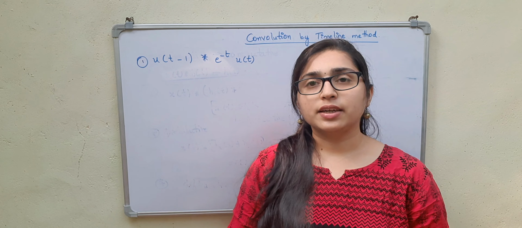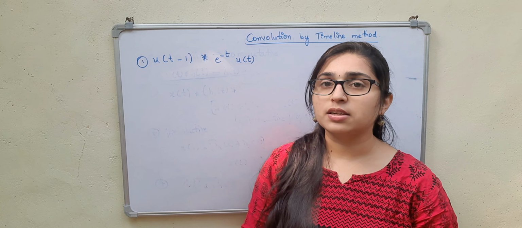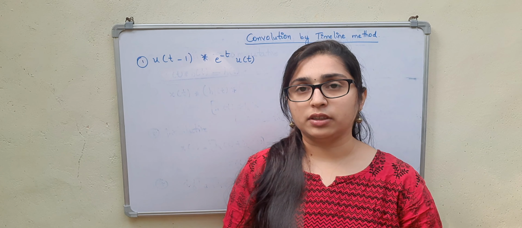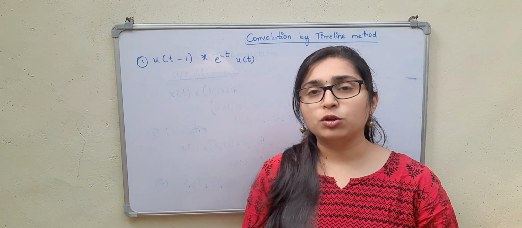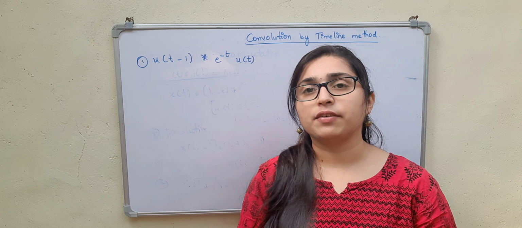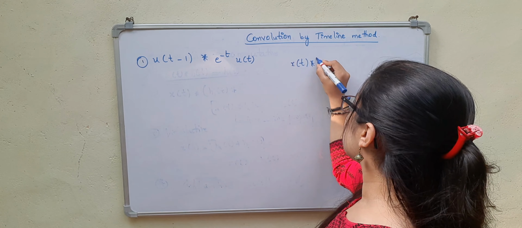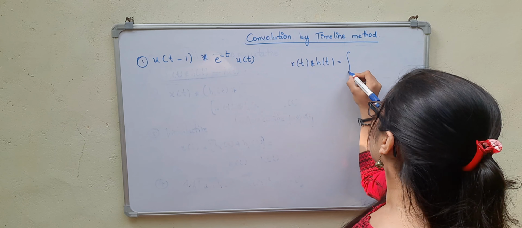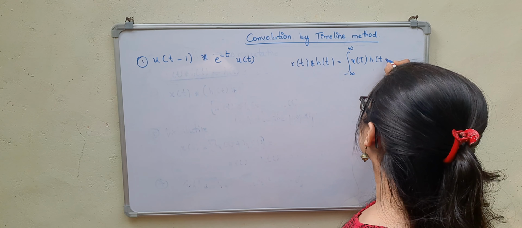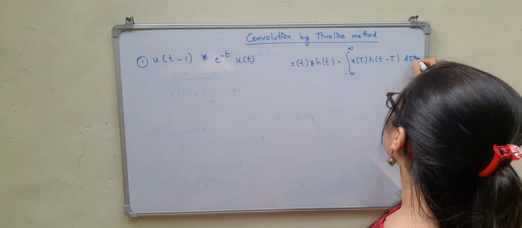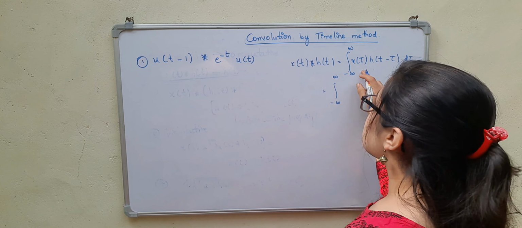In this video, let us study how to find the convolution of two continuous time signals using the timeline method. In my previous video, I explained the convolution integral and how to derive it. You know that x of t convolved with h of t is equal to the integral from minus infinity to infinity of x of tau h of t minus tau d tau. Another formula is the integral from minus infinity to infinity of h of tau, instead of x of tau.